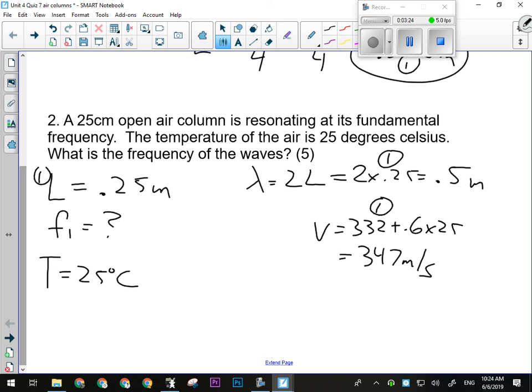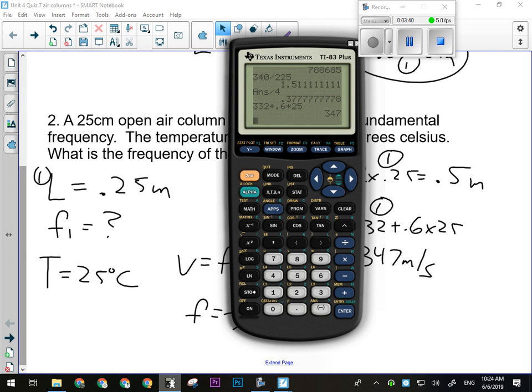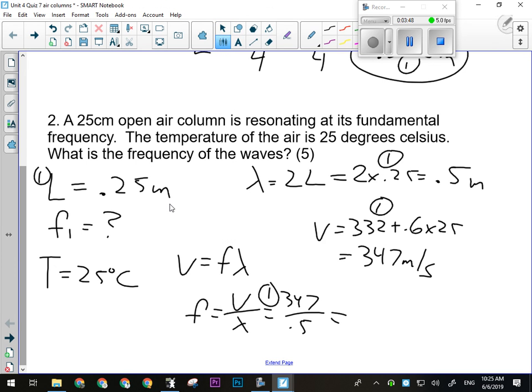Now we're going to use V equals F times lambda to find F. So F will equal V divided by lambda, which will be 347 divided by 0.5, fourth mark there. No, that's just a method mark. All right, so our frequency is 694 hertz. Sorry, 2 significant figures: 6.9 times 10 to the 2 hertz.